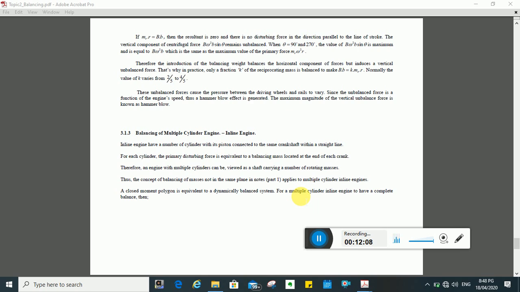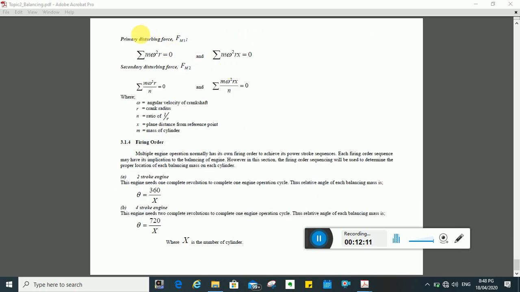So the formula is here. The primary disturbing force and the moment: the sum of M omega square Rx equals 0 for the primary. For the secondary, it is M omega square Rx divided by N equals 0. Okay, that is the formula that we will use on the moment polygon for the primary and for the secondary.